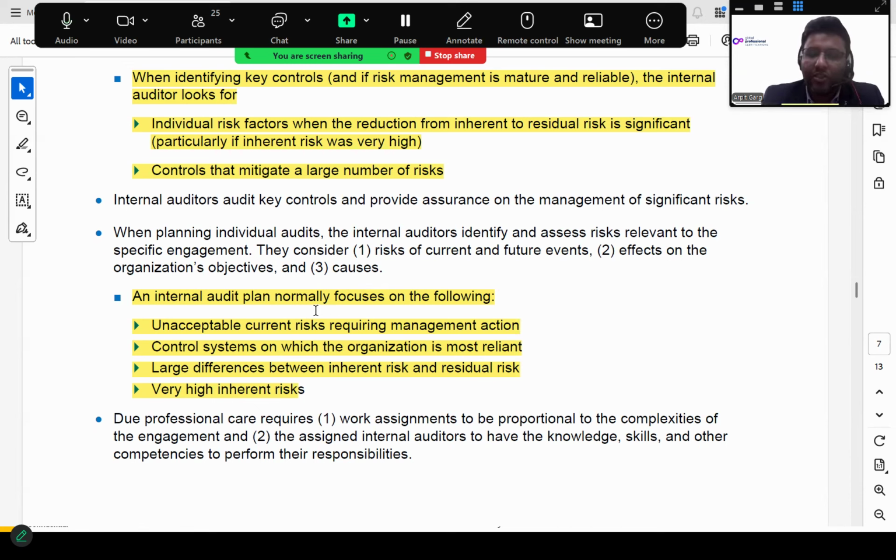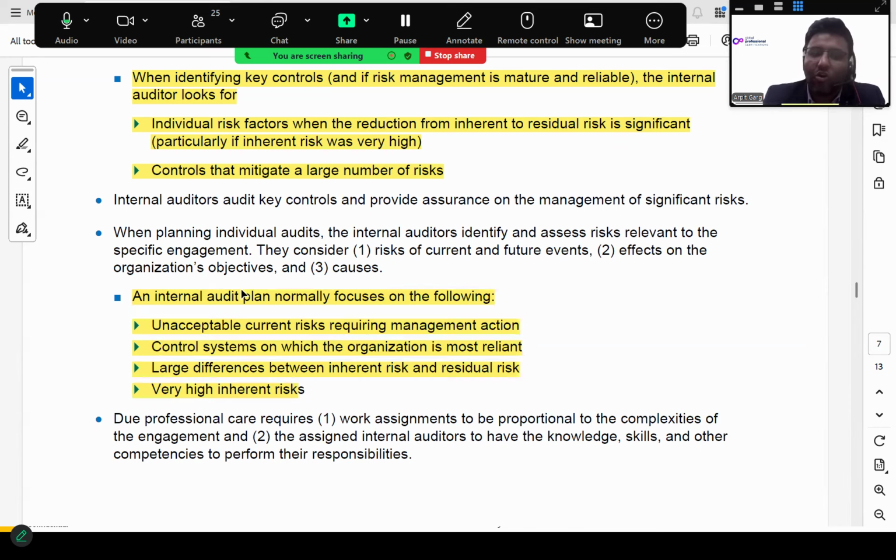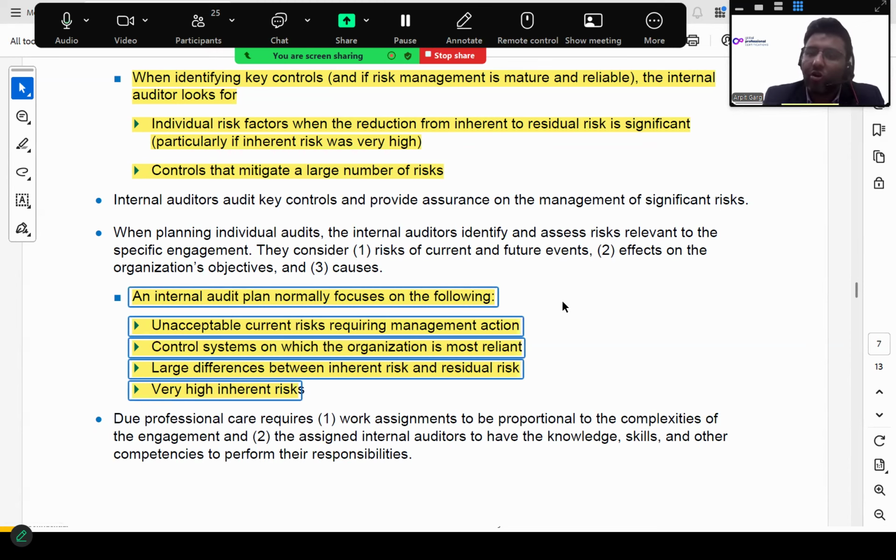Of course, right? So unacceptable current risk, control systems on which the organization is most reliant, large differences between inherent and residual risk, and very high inherent risk. All of these are something that you will consider in your audit plan.